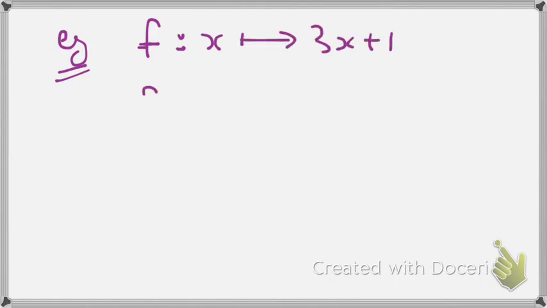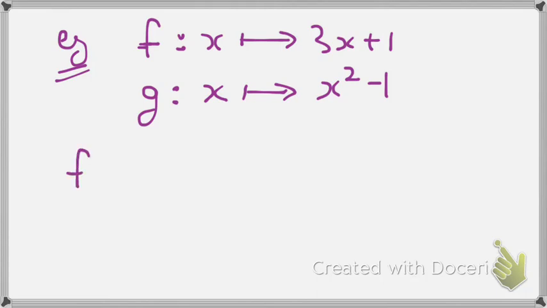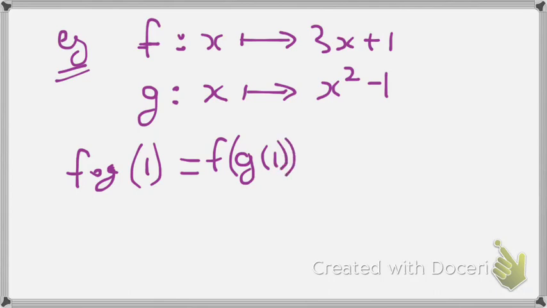So, let's just do an example. Let's say f is the function that takes x and returns 3x plus 1. And g is the function that takes x and returns, let's just make it simple, x squared minus 1. Then we can evaluate f of g at a value of 1, that is f of g of 1. g of 1 is 1 squared minus 1, so that's 0, so that's f of 0, and that's the number 1.